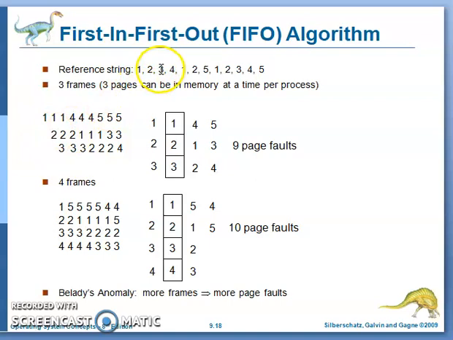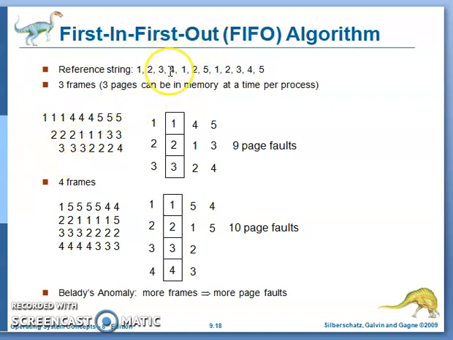And the third one is page 3. Page 3 is also not there in these 2 frames, and the third frame is free. Now the third page fault occurs, and in the third free frame you load page number 3. So page 1 is in frame 1, page 2 in frame 2, page 3 in frame 3. So there are 3 page faults here.